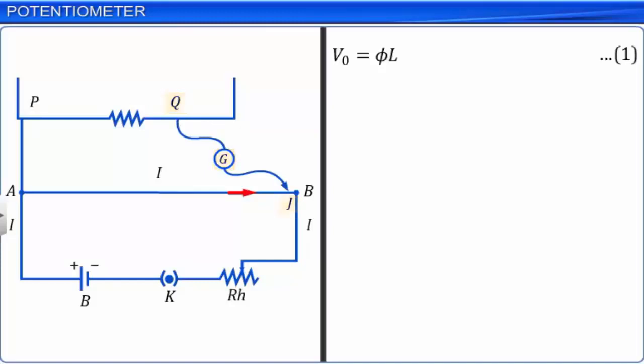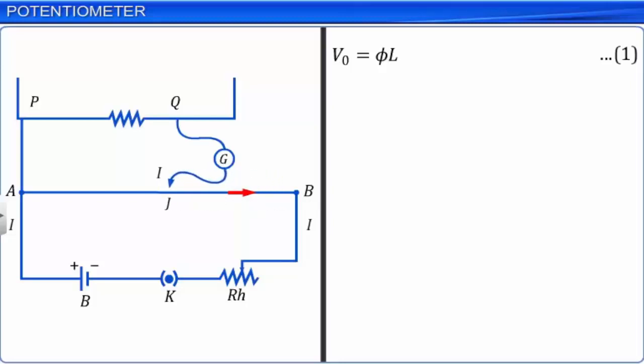Thus, points Q of the resistor and J on the potentiometer wire are at a lower potential compared to the potential at point P or A. If there is a potential difference between points Q and J, there will be a current passing through the galvanometer. Contact is made on the potentiometer wire using the jockey, which is pressed at various points on the potentiometer wire.